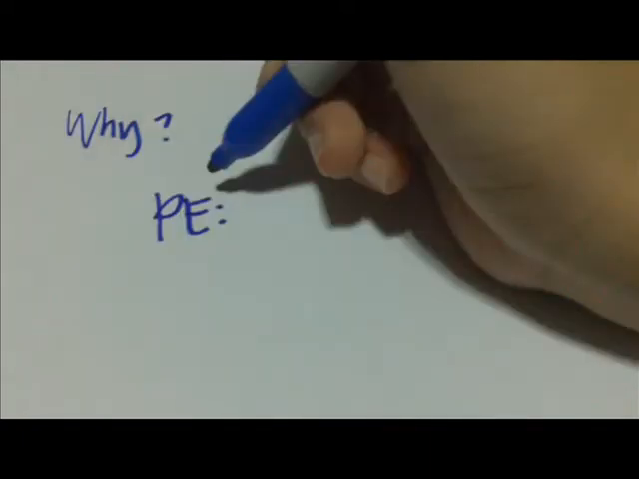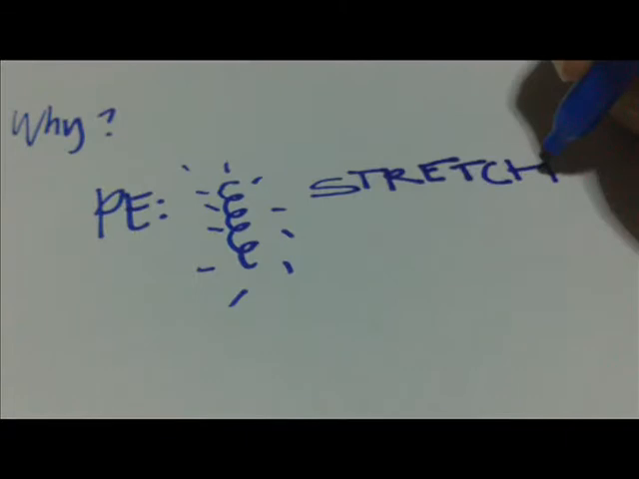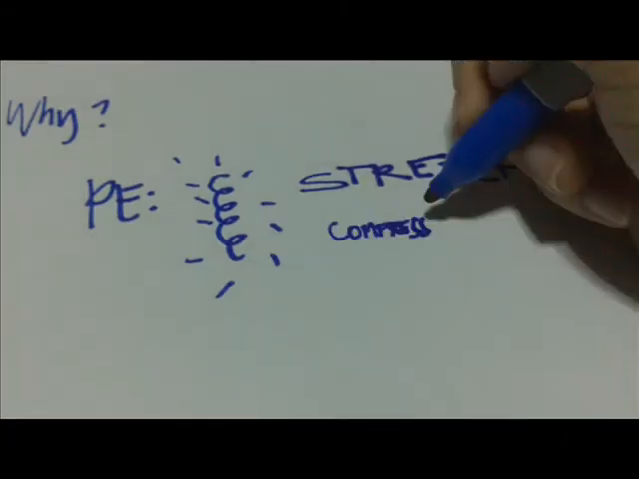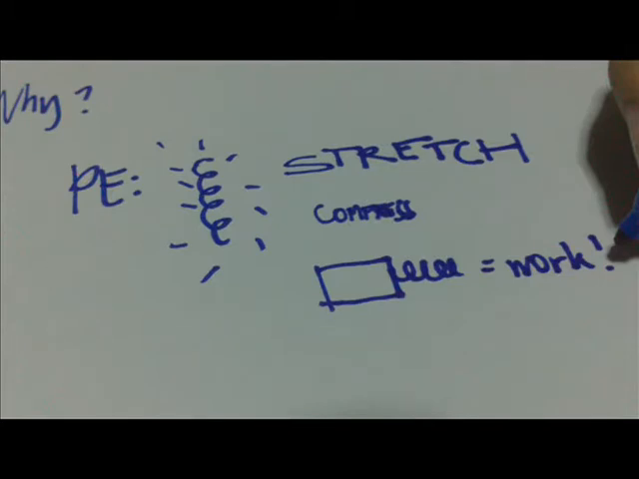Potential energy is referred to as stored energy. One type of it is the elastic potential energy. This involves a spring which has potential energy when it is stretched or compressed. When it is released, work can be done on the object to which it is attached.